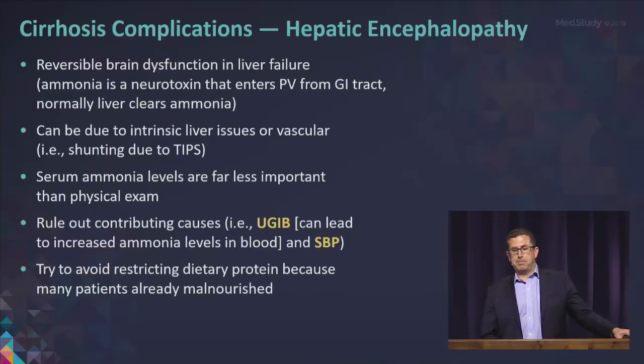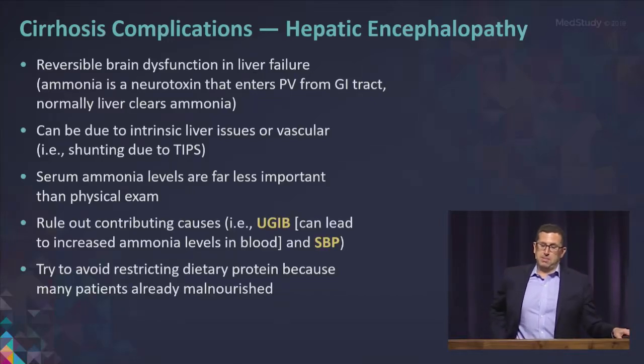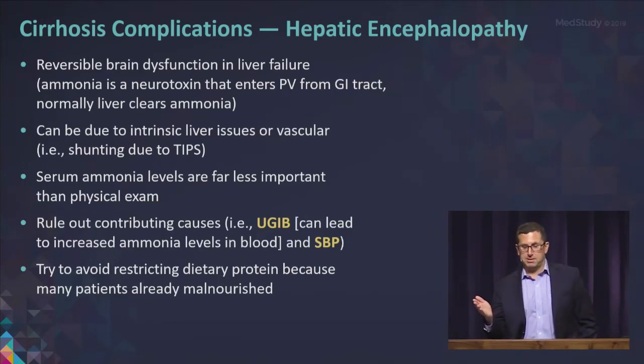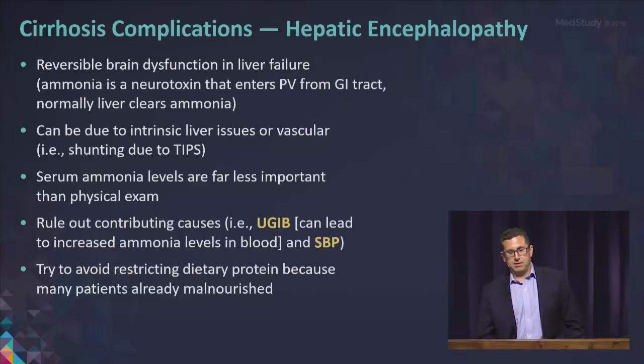Hepatic encephalopathy, this is frequently seen. This is reversible brain dysfunction in liver failure. It's associated with high ammonia levels. It could be due to intrinsic liver issues or vascular issues. So TIPS could actually shunt ammonia past the liver, which could lead to hepatic encephalopathy. Serum ammonia levels don't necessarily correlate with the degree of it. Things that could precipitate hepatic encephalopathy include upper GI bleeding and SBP.